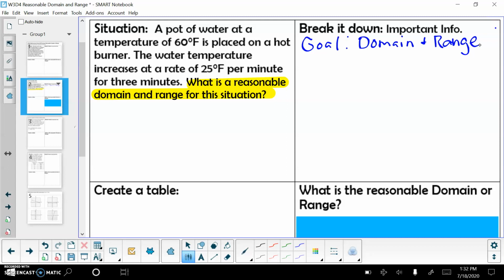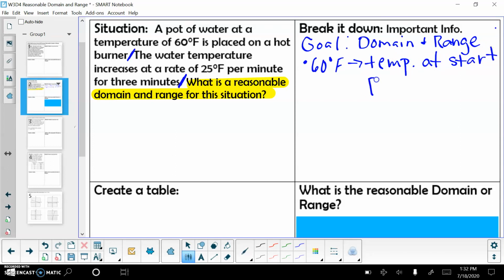Second read is to break it down into smaller chunks by putting a slash mark on the periods, and this is a shorter little situation, so there's not very many. Reading each little piece now and then writing down the important information. So first part of the second read, a pot of water at a temperature of 60 degrees Fahrenheit is placed on a hot burner. And yes, there is an important piece of information that it was 60 degrees Fahrenheit at the start. And remember, put your labels. So I'm going to put that this is the temperature at start.